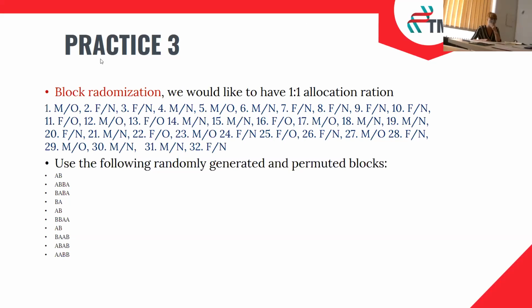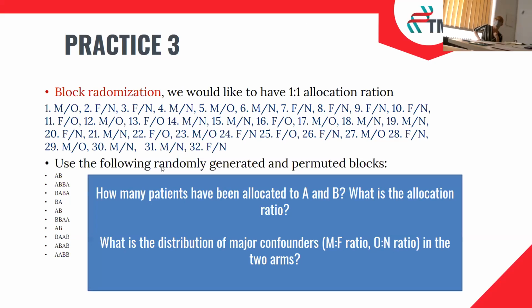The allocation ratio was 16:16, and the confounding factors in the first arm are 10 males and 6 females. In the second arm it is 6 males and 10 females. In the first arm there are 9 obese and 7 normal. And in the second arm there are 3 obese patients and 13 normal patients. So a very uneven number of confounding factors across the 2 treatment arms.